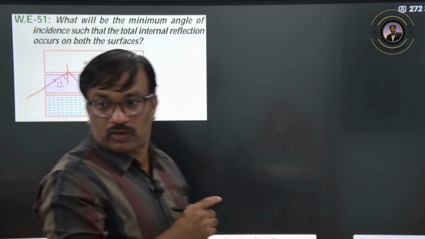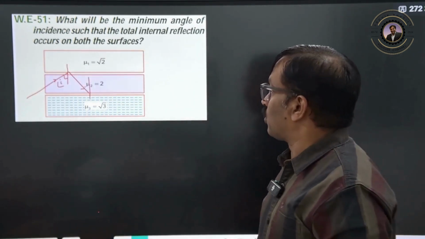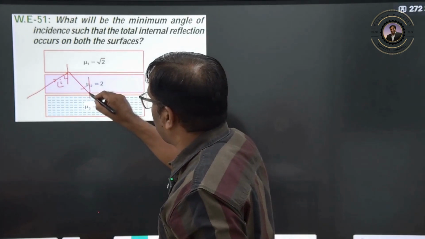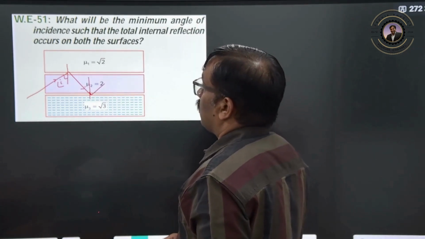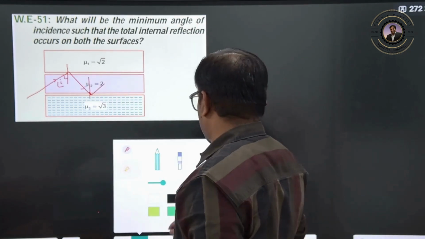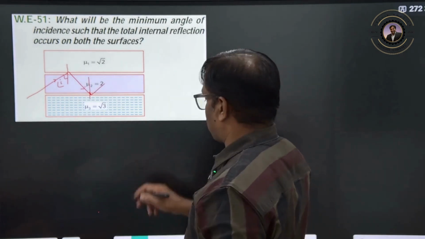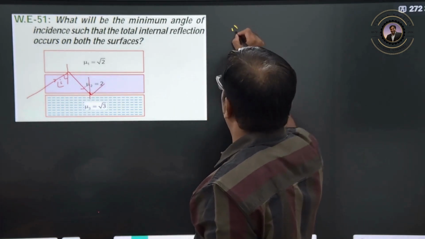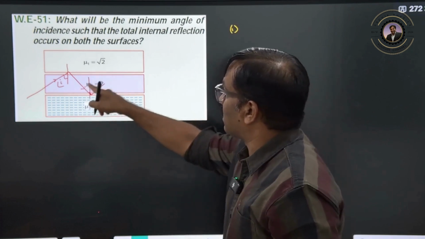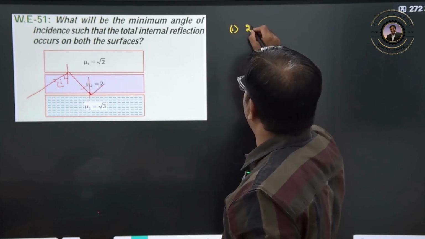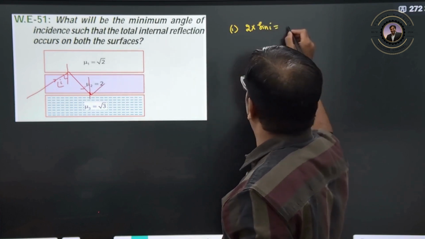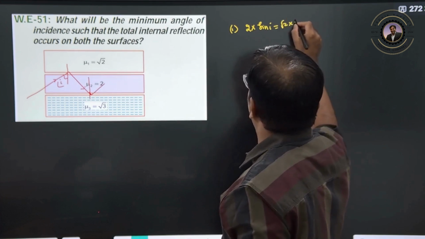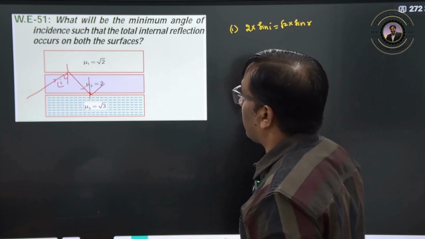I think you are able to see it. Clear? Also, it will undergo total internal reflection at this point. Now, first of all, let us apply it at this point. For the first reflection, light rays travelling from refractive index 2, sin i, are entering this medium, root 2 into sin r. Clear?